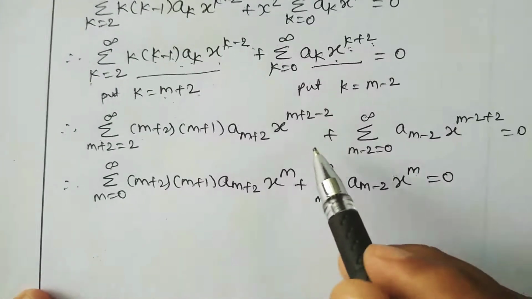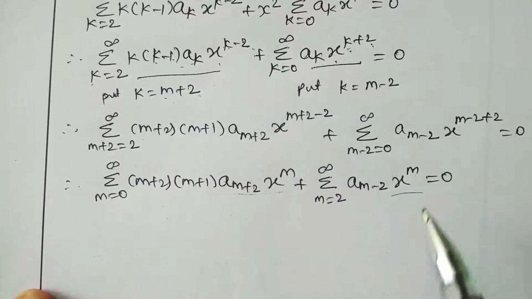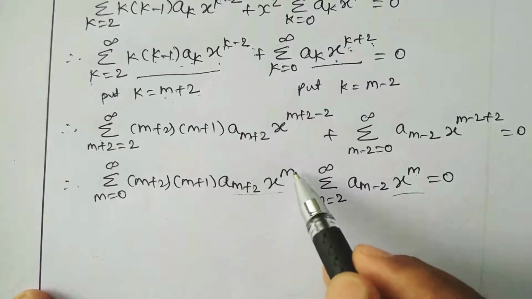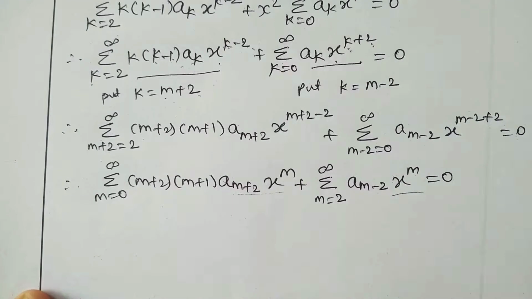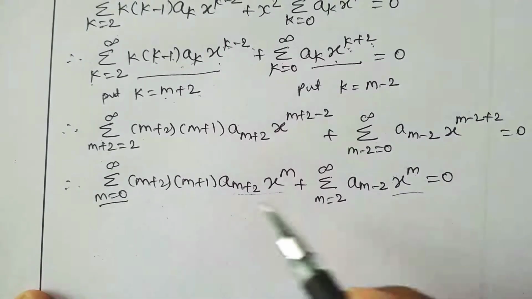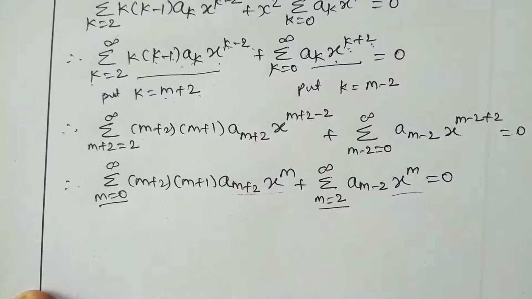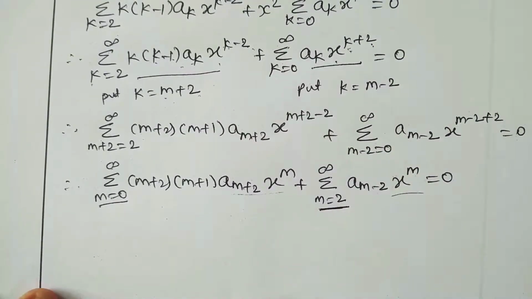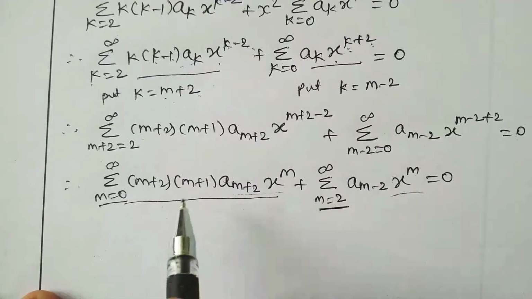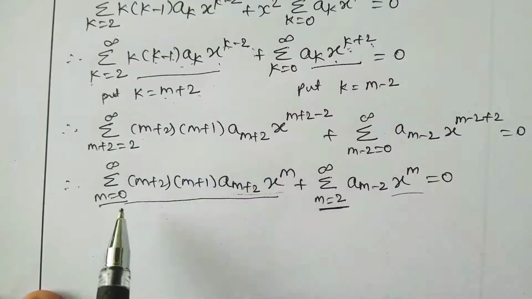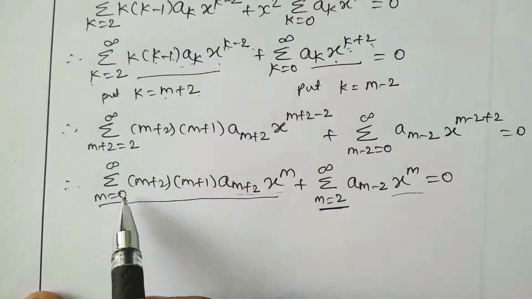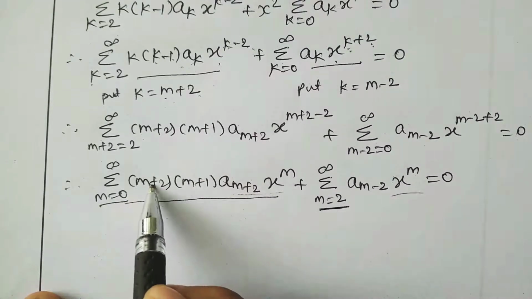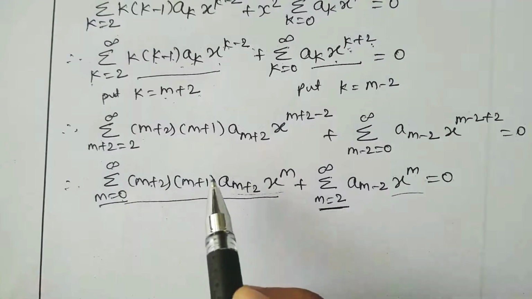We just make the power of x the same in both the summations. So we make here the power of x as m. Now see, here the series starts from 0 and this series starts from 2. So in the next step we have to also make the series start from the same value. So consider the maximum value. Here the series starts from 2. So we have to make the adjustment in the first part and we have to make this series also start from 2. So for that we are going to put the value of m equals 0 and the value of m equals 1 in this series.